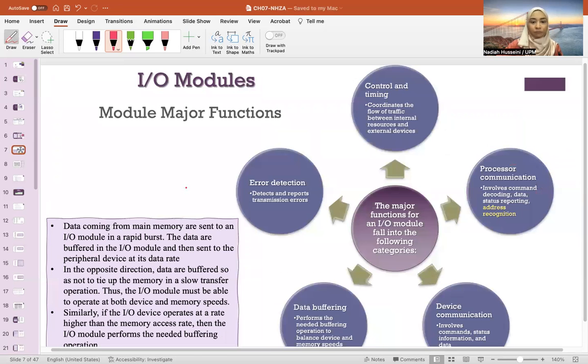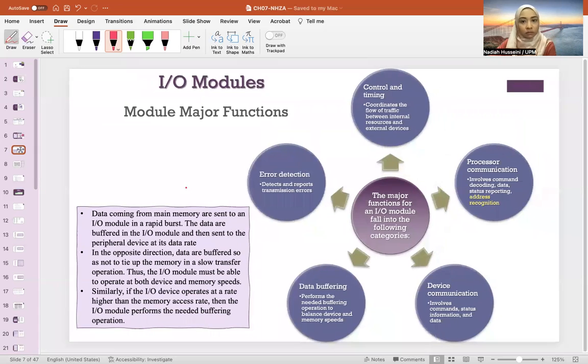Okay, moving on. Okay, so what are the major functions of an I/O module? So we have over here, first, the error detection, detects and reports transmission errors. Number 2 is data buffering. So you have seen that we have the buffer and the transducer. And then we have the device communication, involves command, status, information, and data. And then you have your processor communication, involves command decoding, data status reporting, address recognition.